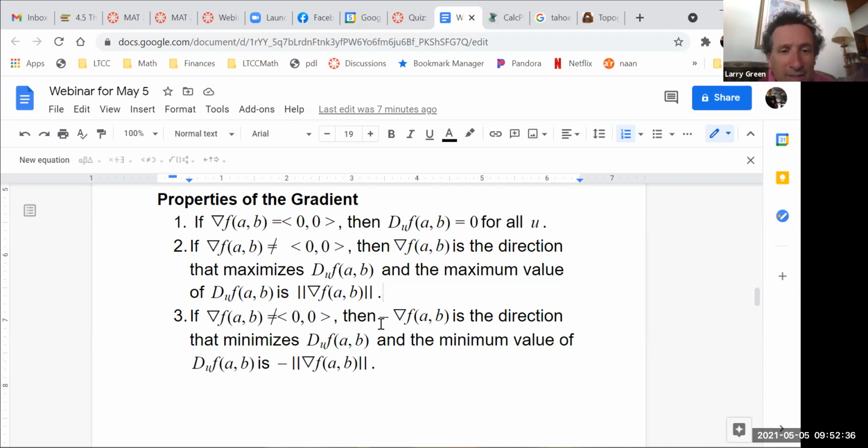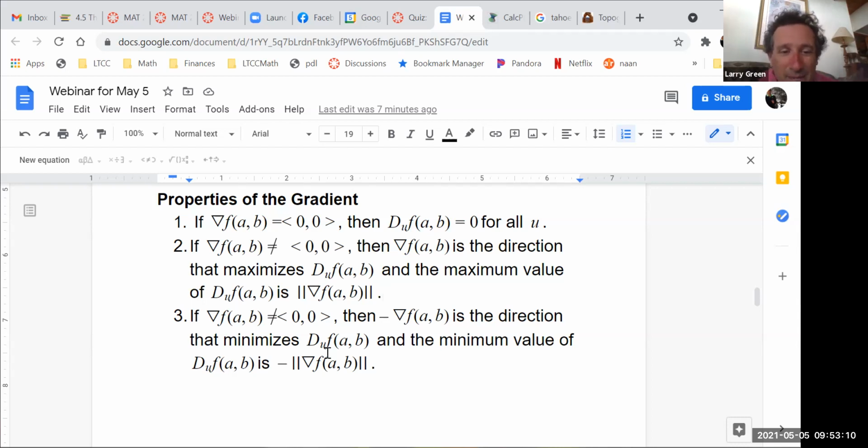Number three is obvious, I hope. If the gradient is the direction where you're going to maximize going up, and instead you want to maximize going down, what do you do? You turn around. Do y'all agree? So if northwest is the direction at which you're going to go the steepest upwards, well, guess what? Southeast will be the steepest downwards. Do y'all agree?